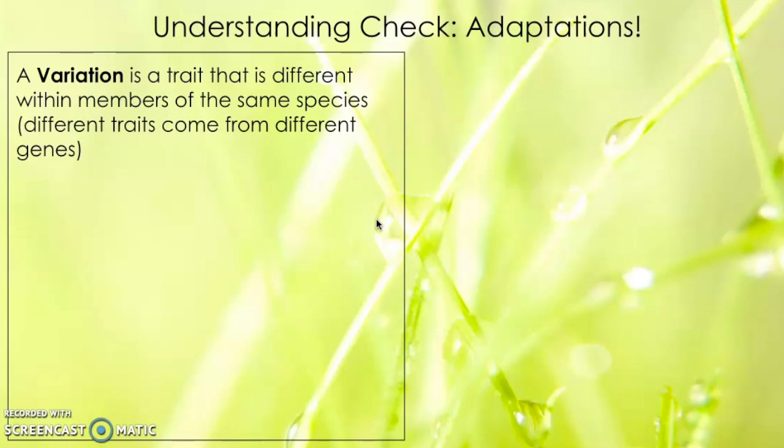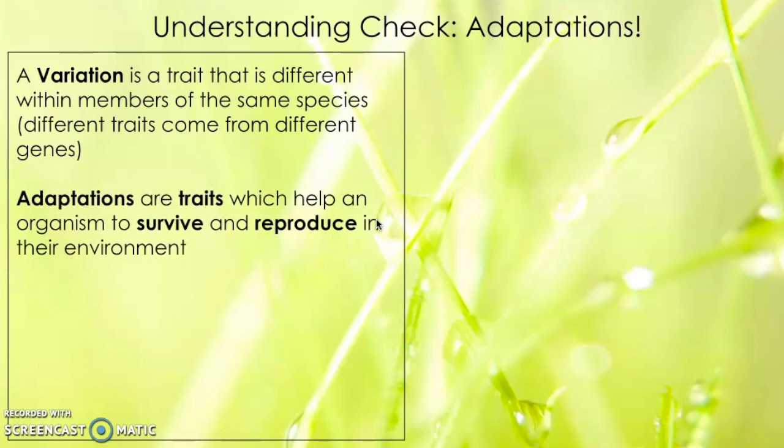So first, you should remember from our previous video that a variation is a trait that is different within members of the same species. This means that there are individuals in the species that have different versions of a trait. This could be like dark fur versus light fur, or large leaves on a plant versus small leaves. You should also recall from our genetics unit that variation comes from the genetic makeup of organisms. So if there are different traits or variation within a population, this means that there's also a variation of genes within that population, meaning that different members of that population possess different versions of the same gene, called alleles.